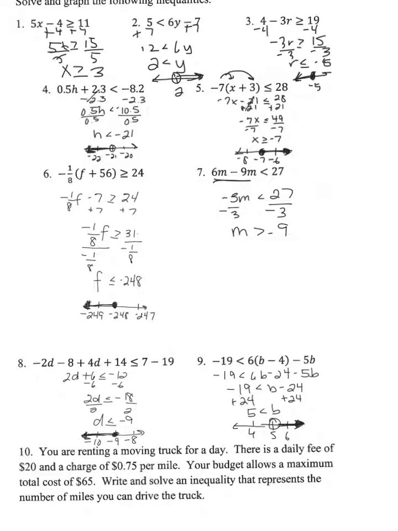negative 248 right there. And then in number 7 we combined our like terms, and we had negative 3m is less than 27 divided by negative 3, and again we had to flip our sign, so m is greater than negative 9, so you have your negative 9, open circle, shade to the right. So for the last 2 we combined like terms, simplified, and we got for number 8 d is less than or equal to negative 9, and for number 9 we have 5 is less than b.